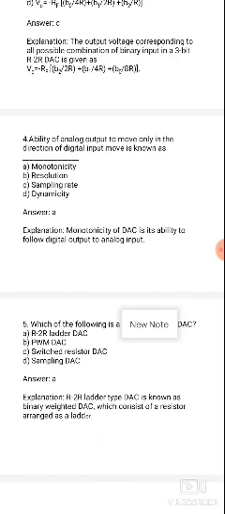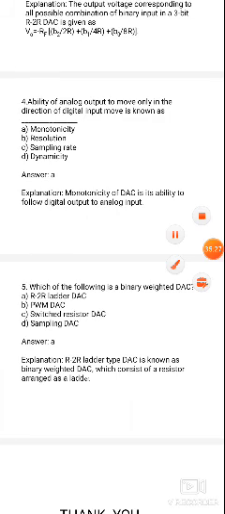Monotonicity is nothing but the output moving only in the direction of the digital input. Whenever the output moves only in the direction of digital input, it is called monotonicity, otherwise it is called non-monotonic. If the output decreases with increasing digital input, it is called non-monotonic. If the output is constant or increases with respect to digital input, it is called monotonic.